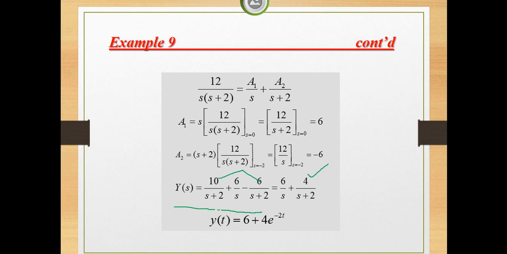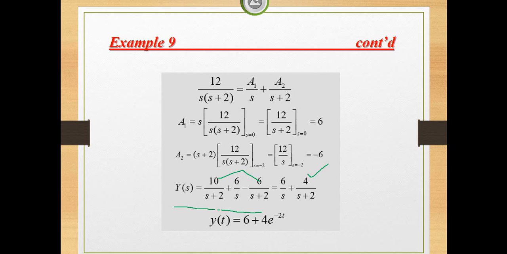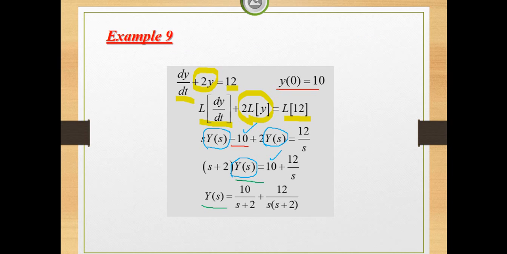The y of s, when you invert it, will be y of t. This one, when combined, would be 4 over s plus 2. If you invert it, that would be 4 e raised to minus 2t. And your 6 over s, if inverted, is 6. Now, class, the answer y of t, which we have here, that's the solution of the given first order differential equation. That's the solution of this differential equation using Laplace transform.